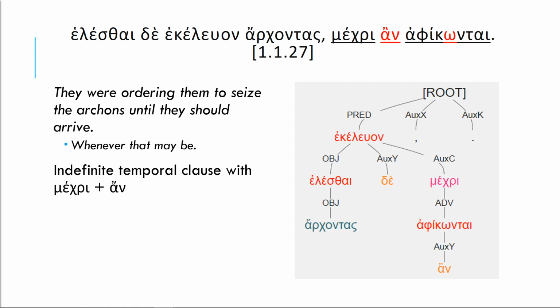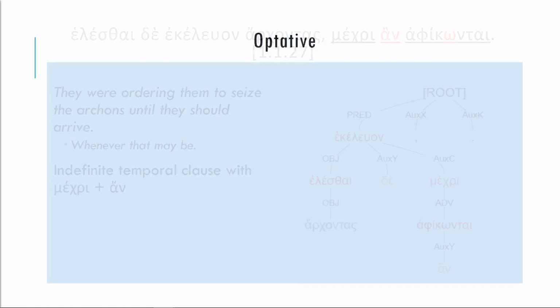Is it hard to translate? No. You see mekri, until they arrive. Okay, there's an an in there, so there's a potentiality. It's very, very easy. You don't have to produce them, so recognizing them is a piece of cake.